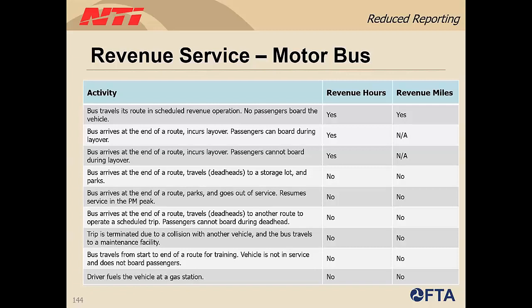This next table outlines examples of revenue service for a bus mode. When the bus is traveling on its route during scheduled revenue operation, this will be considered vehicle revenue hours and revenue miles, even if passengers do not board the vehicle. On the fourth row, there's an example of deadhead. Once the bus arrives at the end of the route and deadheads back to the storage lot to park, this is not considered revenue service. You can reference these tables for both demand response and bus in the policy manual starting on page 69.